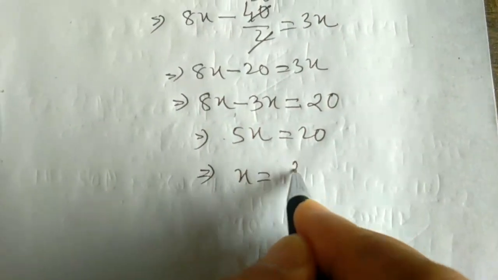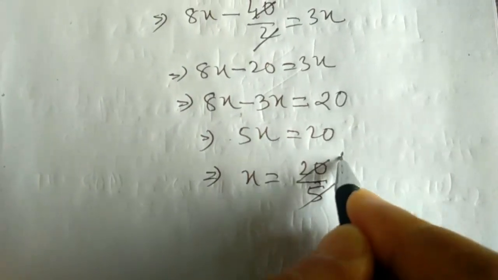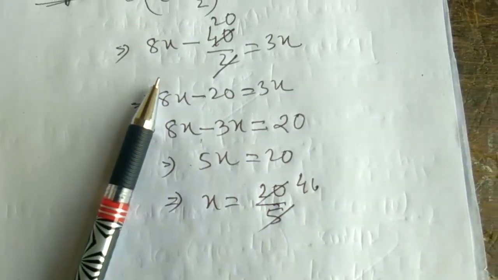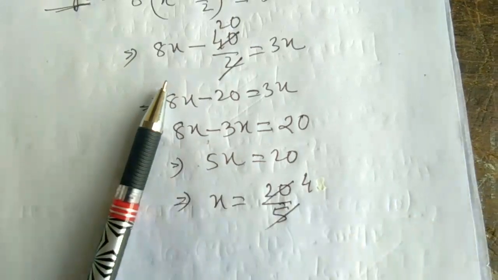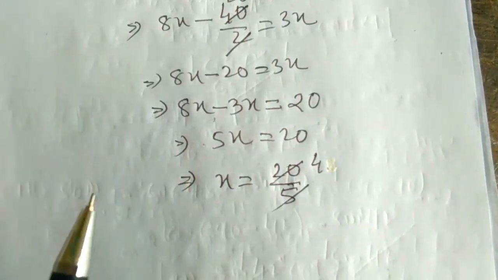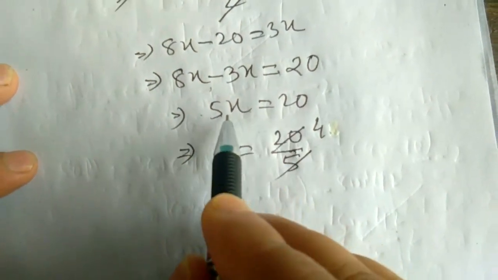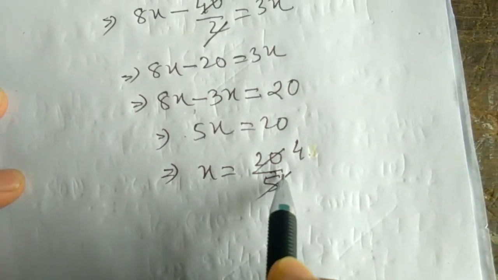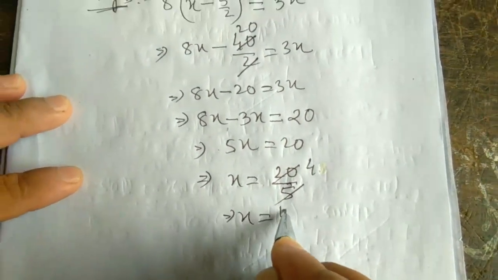Implies x equal to 20 by 5. 5 4s are 20. Okay, if you transfer this 5 to the right side, it is multiplied on this side. If you transfer it to the right, it will become divide. Okay, so 5 4s are 20. All right, so x equal to, we got 4.